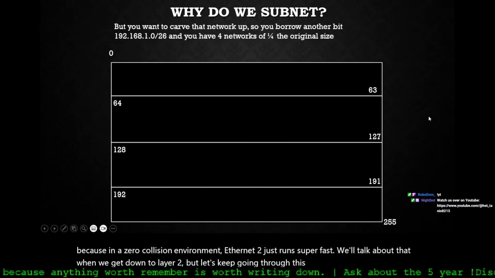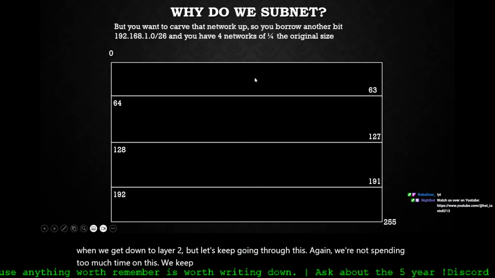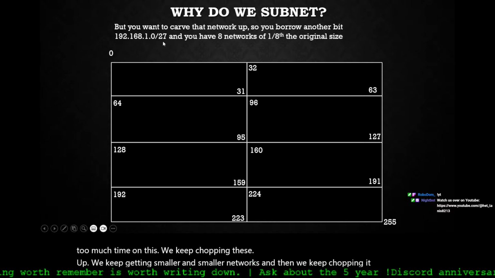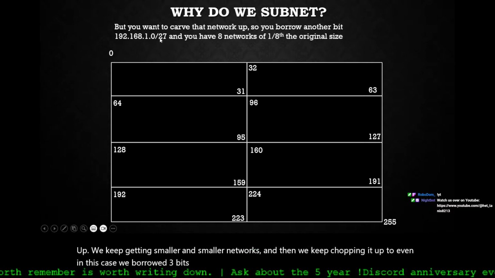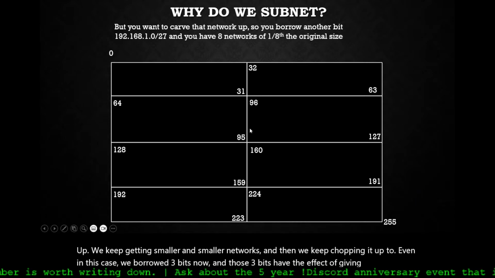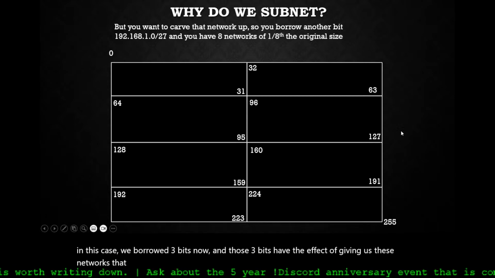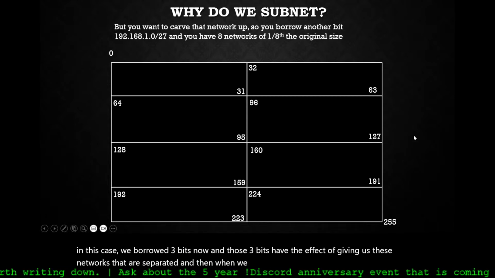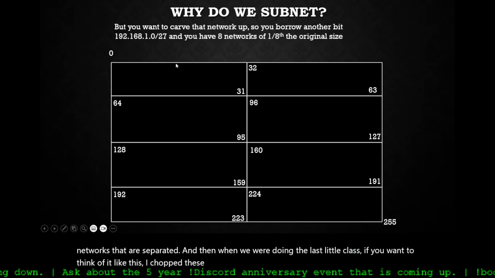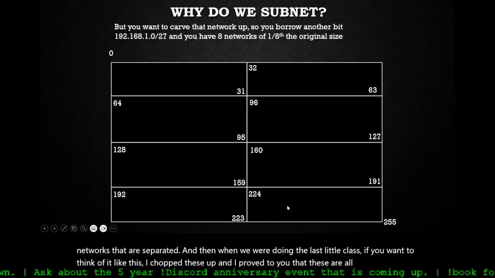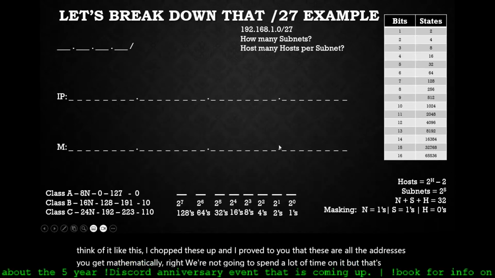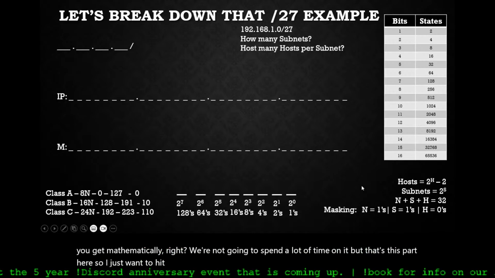Again, we're not spending too much time on this. We keep chopping these up, and we keep getting smaller and smaller networks. In this case, we've borrowed 3 bits now, and those 3 bits have the effect of giving us these networks that are separated. In the last little class, I chopped these up and proved to you that these are all the addresses you get mathematically. We're not going to spend a lot of time on it, but that's this part here. I just wanted to hit that primer real quick before we move forward, okay?